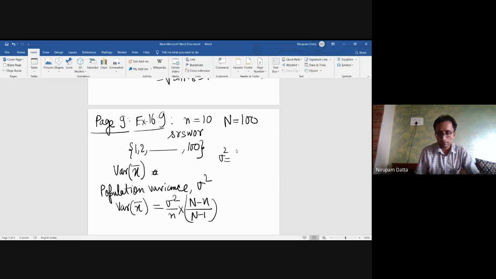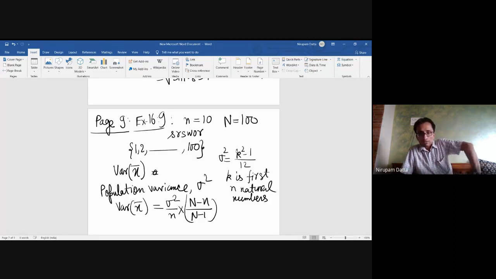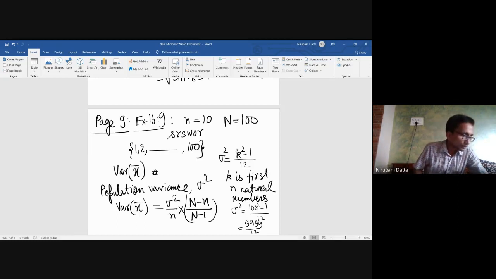That is sigma square in this case will be, for first k natural numbers, k square minus 1 by 12, where k is the first k natural numbers. So there are first 100 natural numbers. So what is sigma square? Sigma square will be k square minus 1 by 12, 100 square minus 1 by 12. So this will be 9999 by 12. Okay. 9999 by 12. Fine. Now you have got the sigma square.